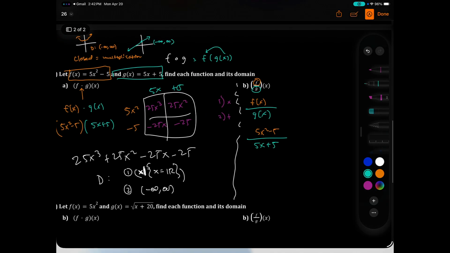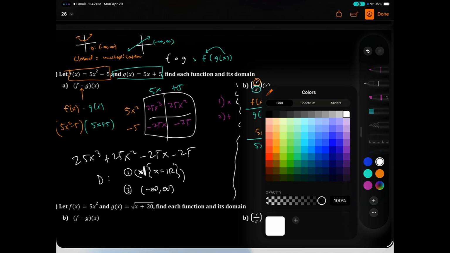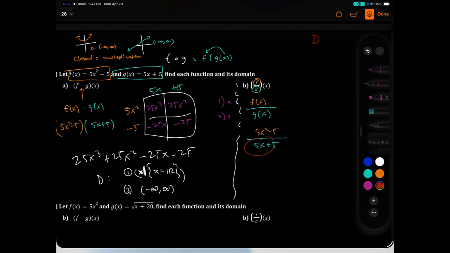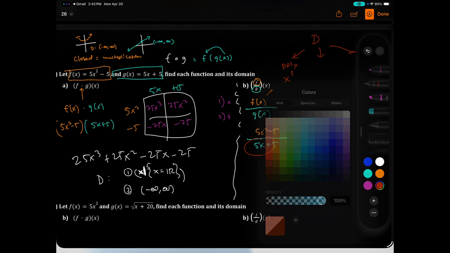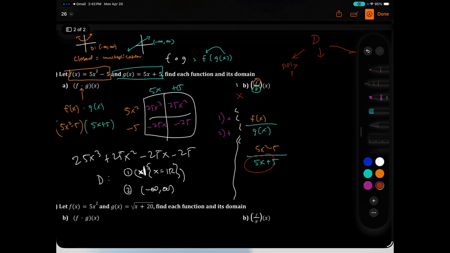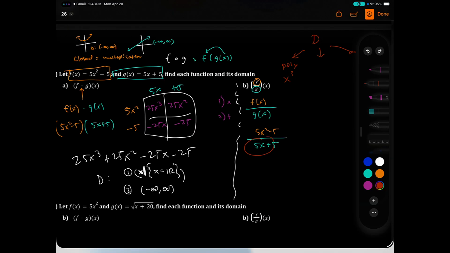Okay, so a couple of notes here. Let's see if we can summarize these. If the denominator is a polynomial, like x to the something power, like 3, then basically we just need to do not equal to 0. Not equal to 0. We're going to do not equal to 0.